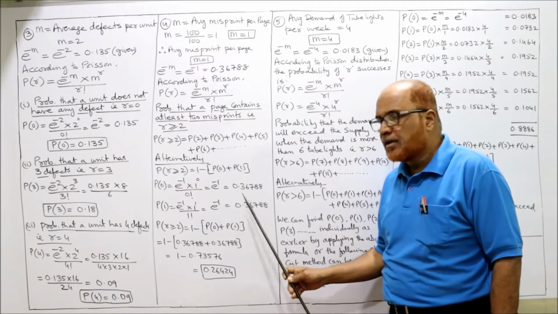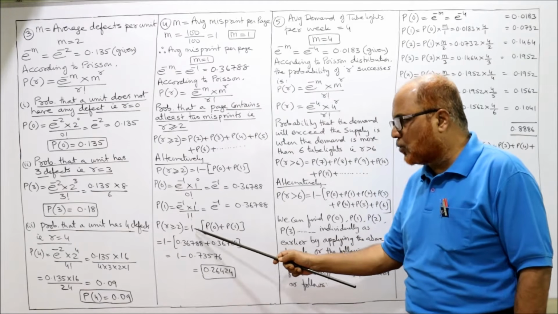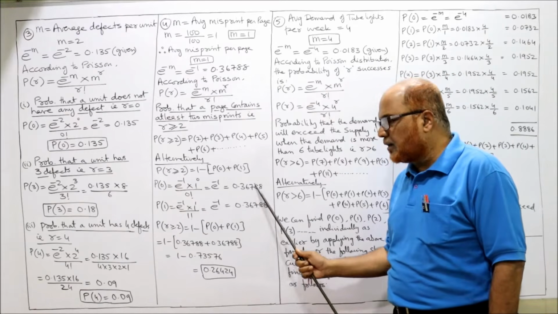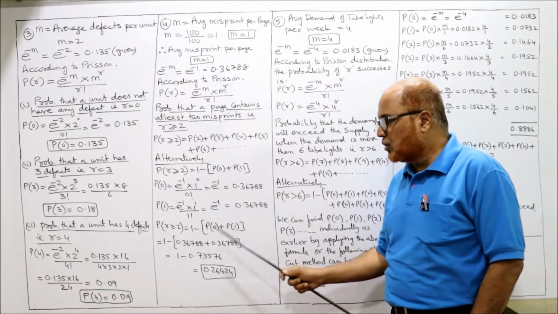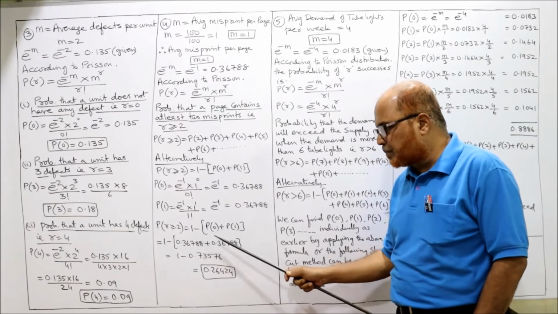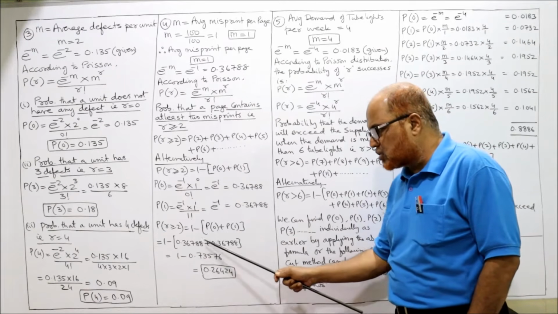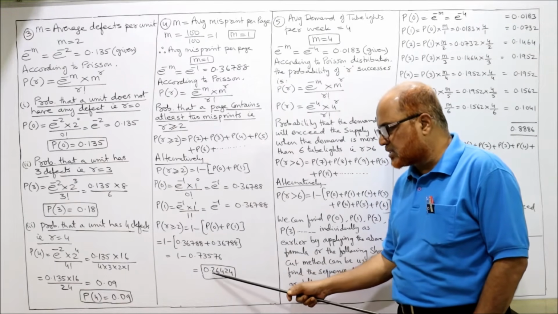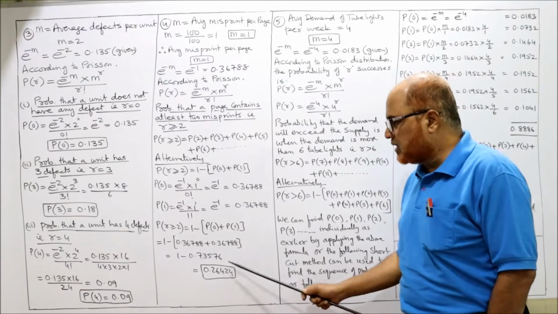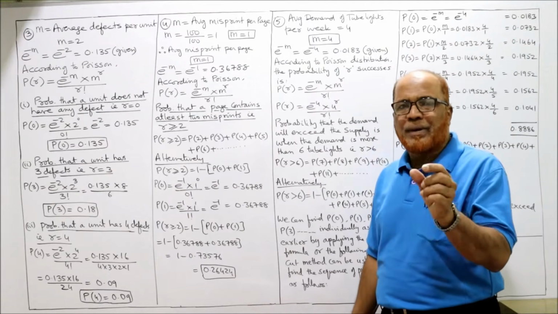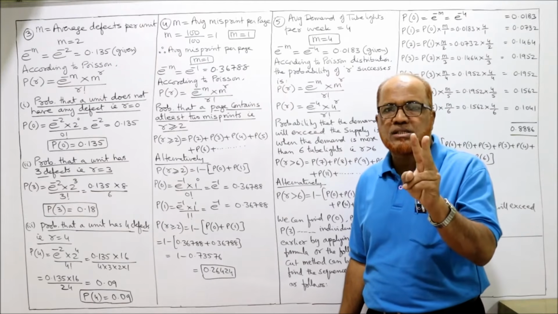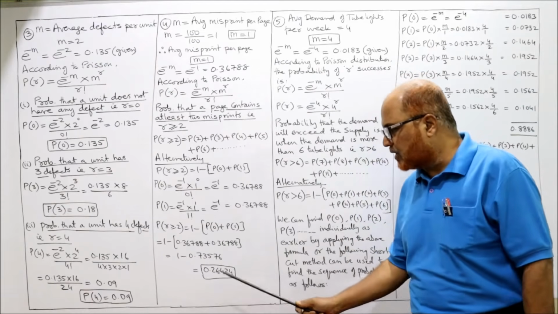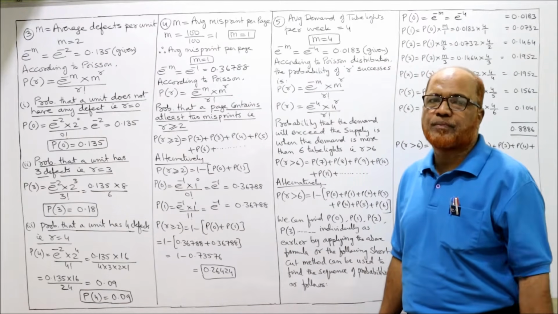Both are the same. Now P of r greater than or equal to 2 is equal to 1 minus P of 0 plus P of 1. We add these two and subtract from 1. So 1 minus 0.36788 plus 0.36788. If you add up these two, you get 0.73576. So 1 minus 0.73576 gives 0.26424. This is the probability that a randomly selected page will have at least 2 misprints. The probability of at least 2 misprints is 0.26424. That's it.